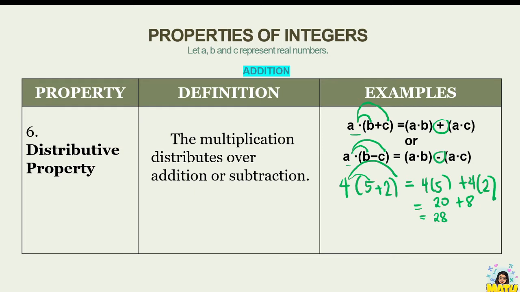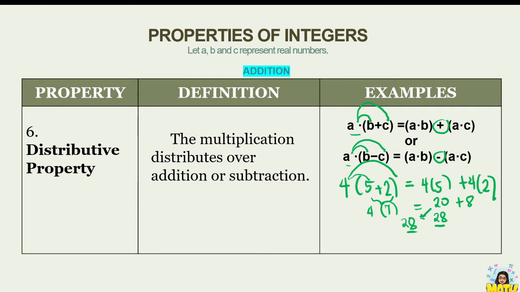So, kahit hindi mo yan i-distribute, the answer will remain the same. Because, as I said, unahin natin yung nasa parentheses. 5 plus 2 is 7. And when you multiply that to 4, 4 times 7 is also equal to 28. So that's how distributive property works.